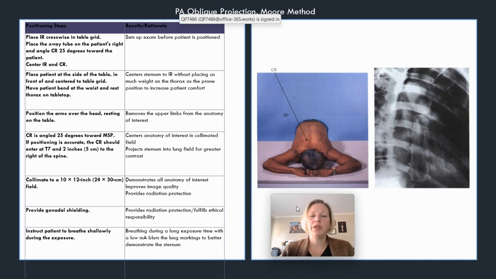Provide gonadal shielding when necessary. And you're going to instruct your patient to breathe shallowly during the exposure. So you can see this patient is bent over the table. That way it's not putting as much pressure on their chest. Your CR is angled 25 degrees. It's entering on the right side of the MSP at the level of T7.